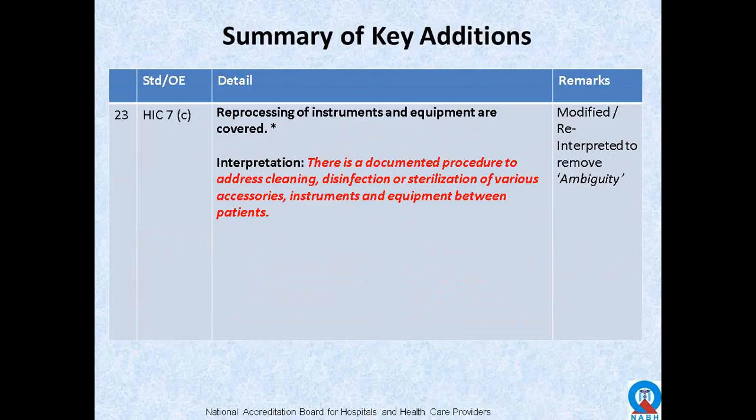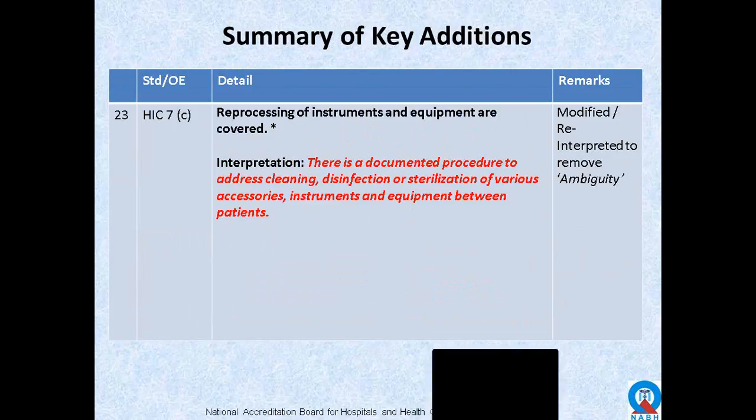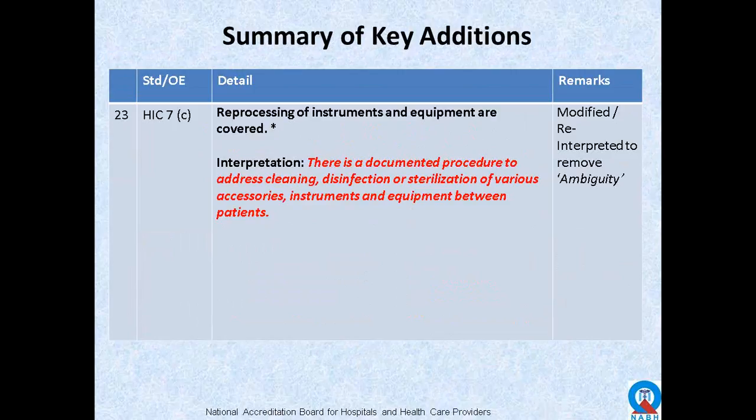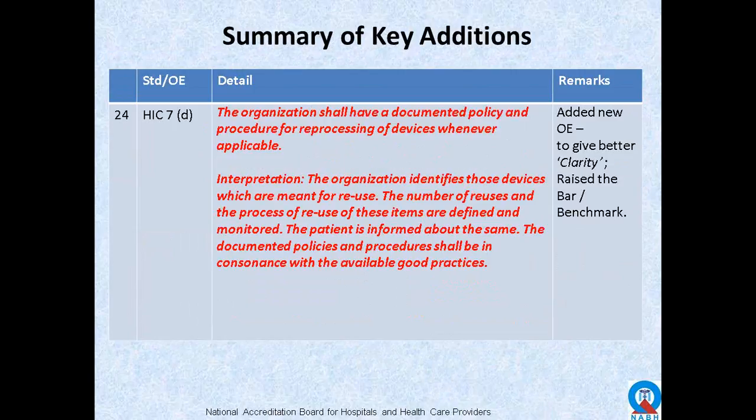7C, reprocessing of instruments. After a lot of deliberations, we made it as simplified as possible. Reprocessing of instruments and equipment are covered. There is a documented process to address cleaning, disinfection and sterilization of accessories, instruments and equipment between patients. That is, between various patients, how the reprocessing is done. This has to be clearly defined and followed.